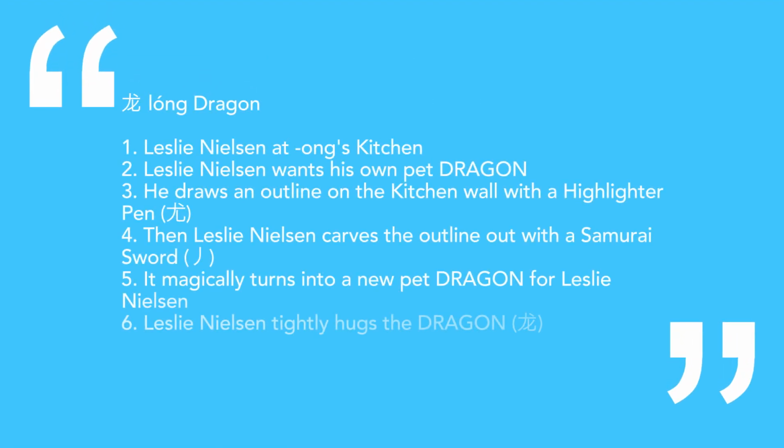Will Raley on Make a Movie for Long, which means dragon. Leslie Nielsen at the ONG kitchen. He wants his own pet dragon. He draws an outline on the kitchen wall with a highlighter pen of a dragon and then carves the outline out with a samurai sword. It magically turns into a new pet dragon for Leslie Nielsen, and he tightly hugs it.